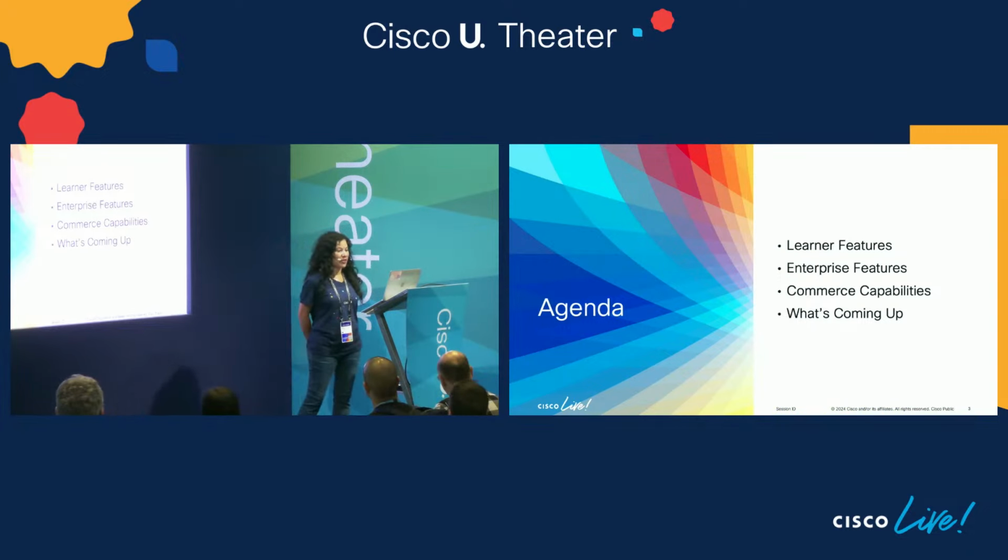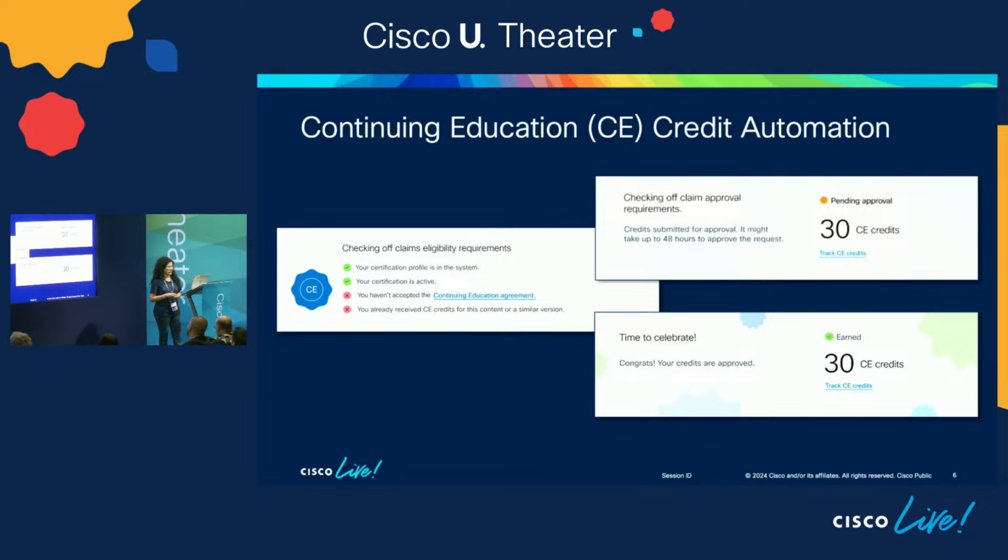So what we've done is try to streamline that process and reduce the manual steps involved, so that when you complete content in Cisco U that is eligible for CE credits, it will automatically be submitted, and you'll have more visibility to where it is in the process, and you'll understand more the eligibility requirements, so that there should be less confusion and less frustration. So this is something that we've released really recently, and it really enables learners to recertify quickly on Cisco U.